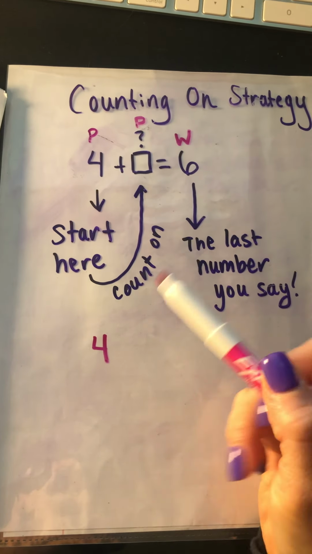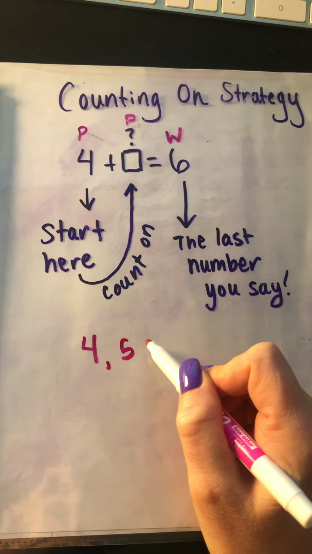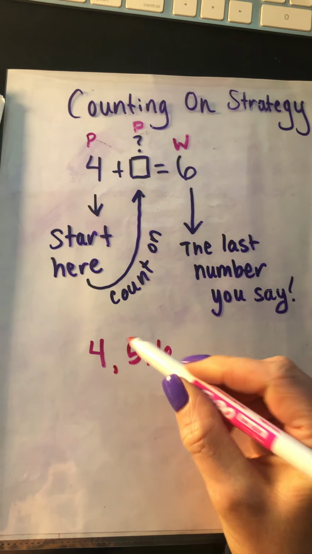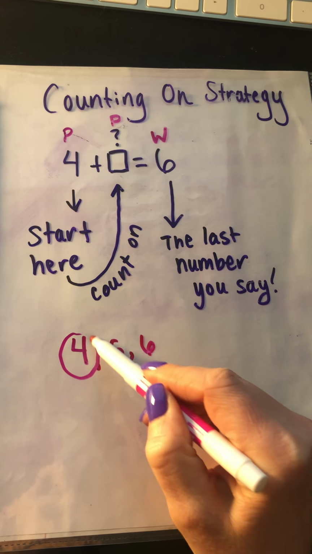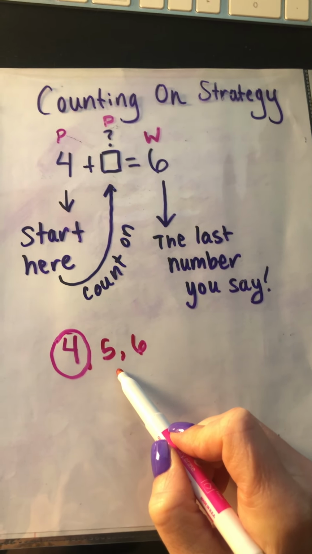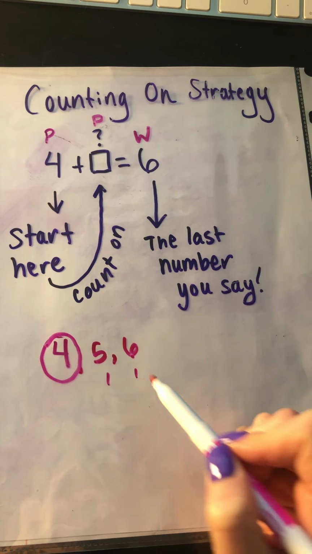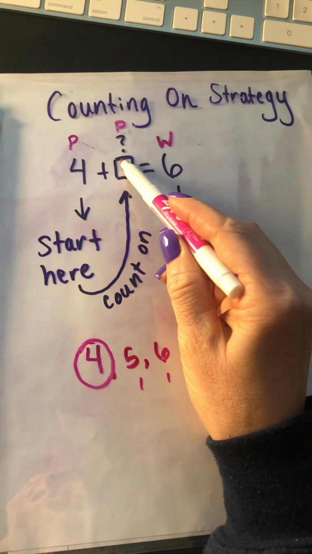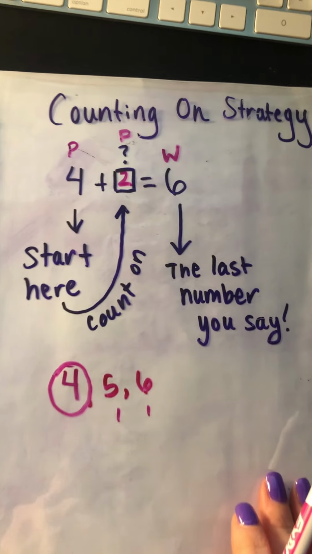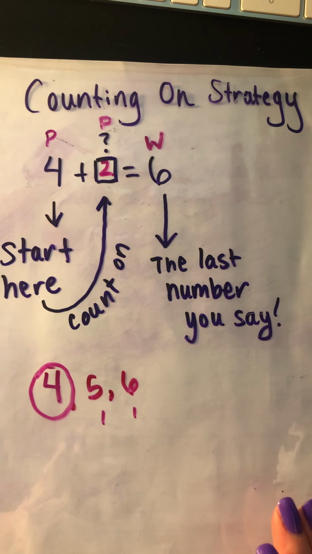And then look at how many times did I count on. You can also write it here. 4, 5, 6. So I started at 4. That was like in my hand. So how many more times did I count on? 2 times. So 4 plus 2 equals 6.